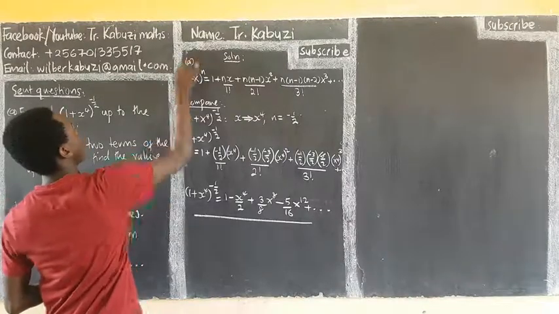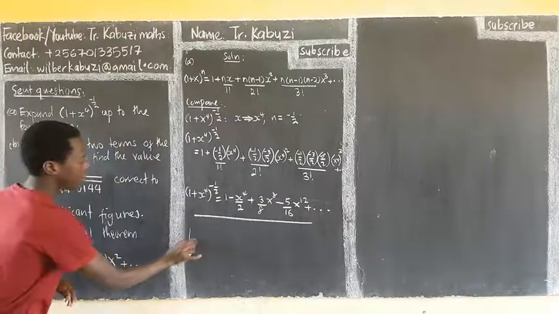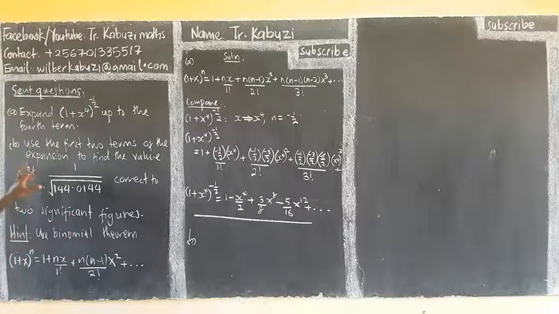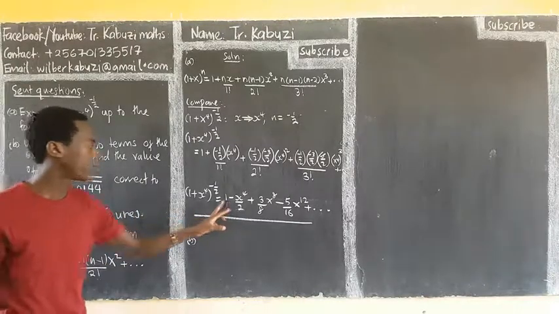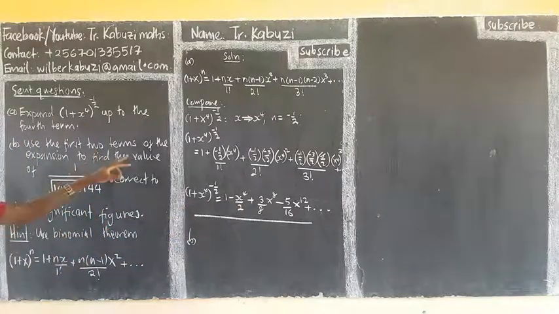This was our part A. Then part B, they want us to use, and hence use, the first 2 terms of the expansion. Now we are going to use the first 2 terms, 1, 2, of the expansion to find the value of this.